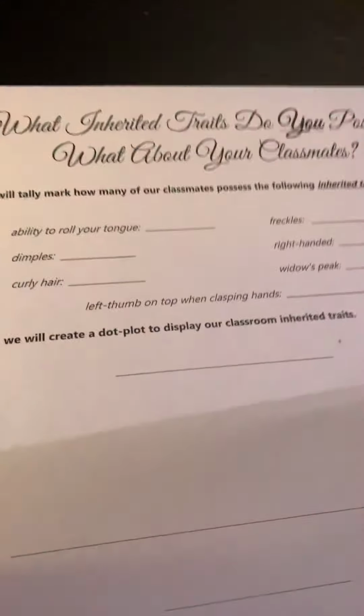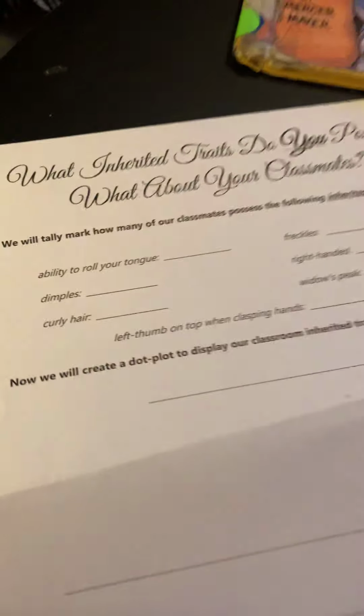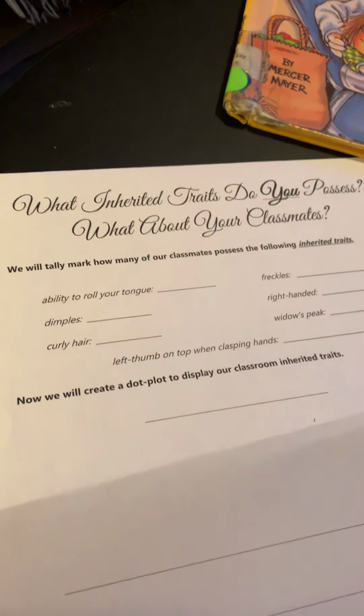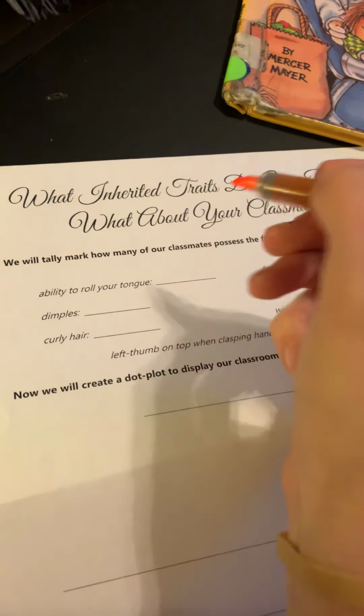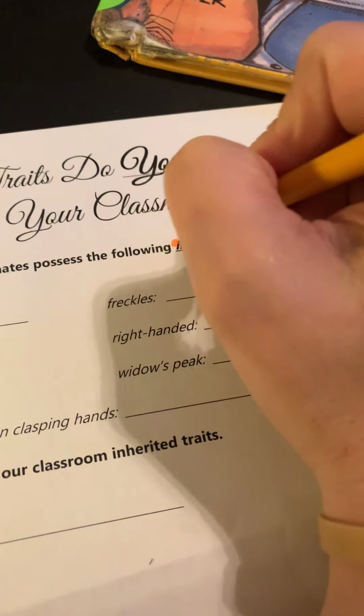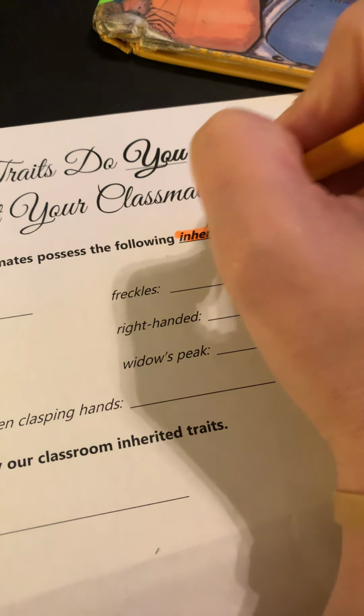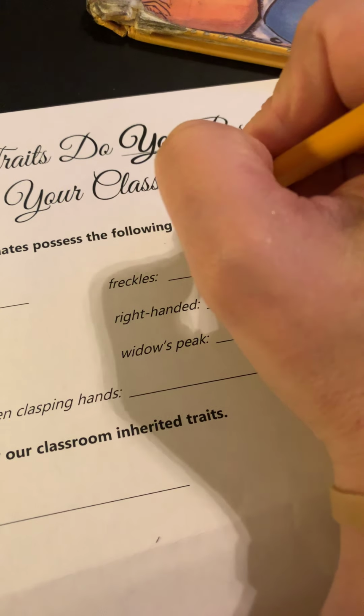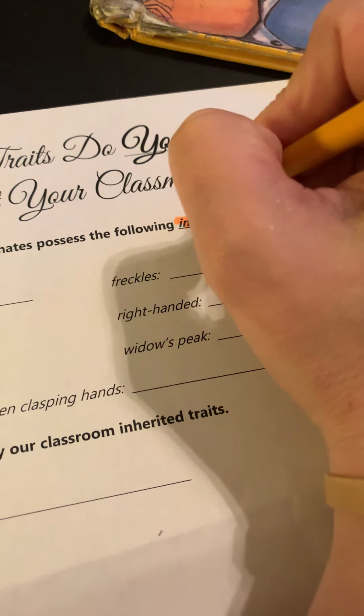All right. And then this will be on the back side and say, all right, we're going to tally. You know, y'all read me the title. What inherited traits do you possess? What about your classmates? So we're going to tally mark our inherited traits. Again, who did you inherit these things from? Your parents. Let's write that down, because read it, write it, say it. If you don't read it, write it, say it 50 times, it's not going to stick with you.